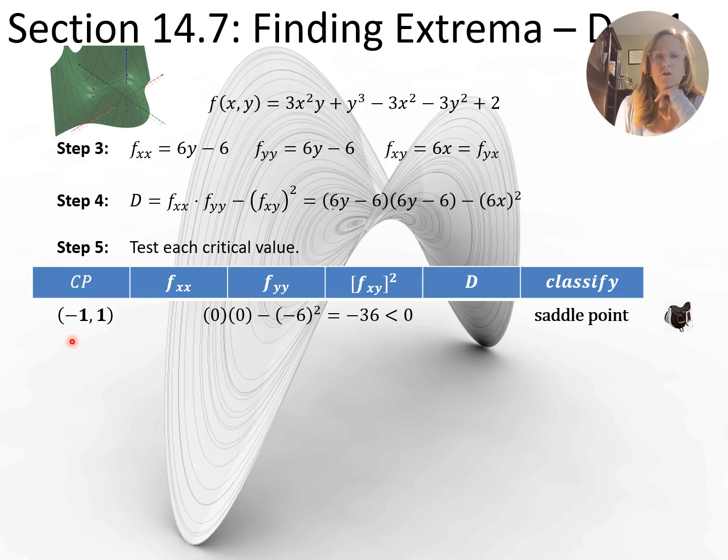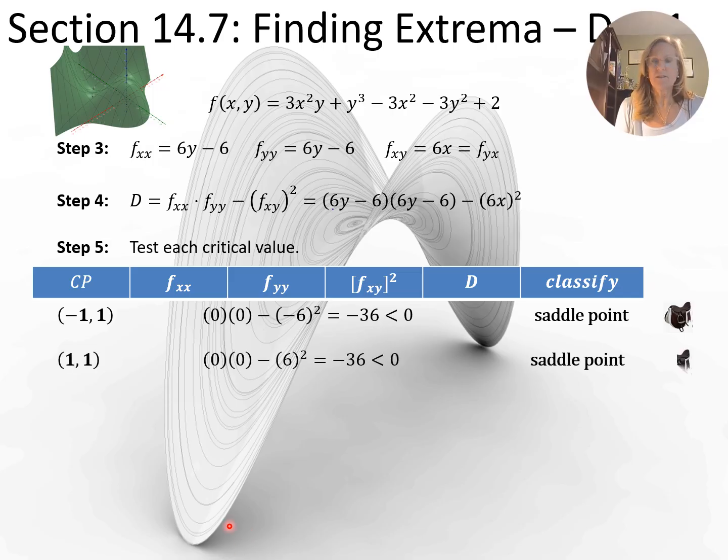I've tested my first critical point, negative 1, 1. Plugged into fxx, plugged into fyy, plugged into fxy, and then squared it, and I got a negative. Since D was negative, I had nothing else to do. I have a saddle point. I did the same with (1, 1), and I got another saddle point.